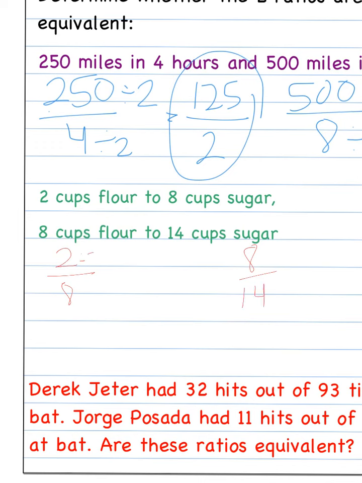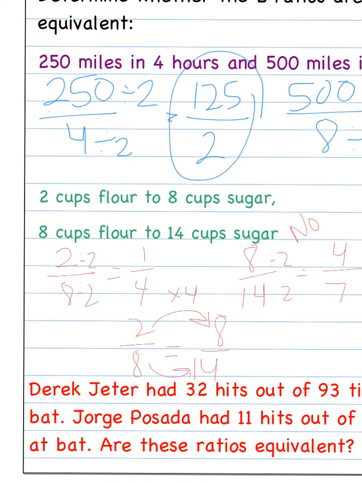These both can be divided by 2, which would be 1 over 4. And these can both be divided by 2, which would be 4 over 7. And 1/4 is not equivalent to 4/7, so no, they are not equivalent. And again, if we were to do it the other way, 2 over 8 equals 8 over 14. Well, from here to here, we are multiplying by 4, but if we multiply the bottom times 4, we do not get 14, so therefore they are not equivalent.